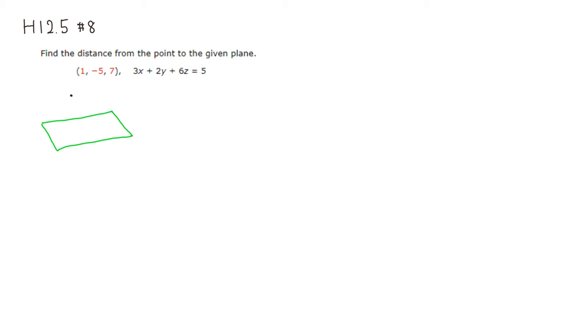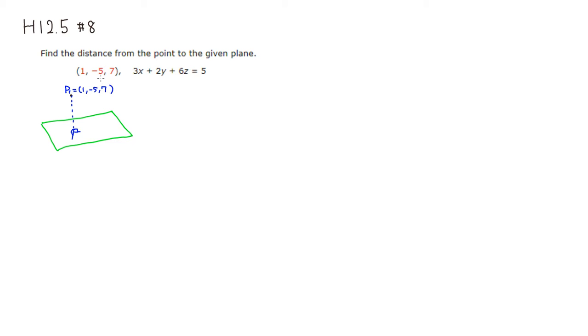So we would have to go straight down to the plane, making sure that it's perpendicular to the plane, right? And we want to find that out. So that point is given to be, I'm going to call this P1, and this is going to be (1, -5, 7).